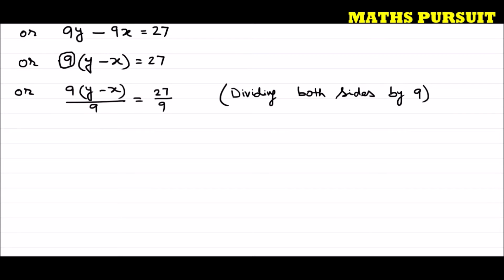Now, in the next step, this 9 cancels out. I can write y minus x is equal to 3. How 3? Because 27 divided by 9. 9 ones are 9, 9 threes are 27. So we got y minus x is equal to 3.